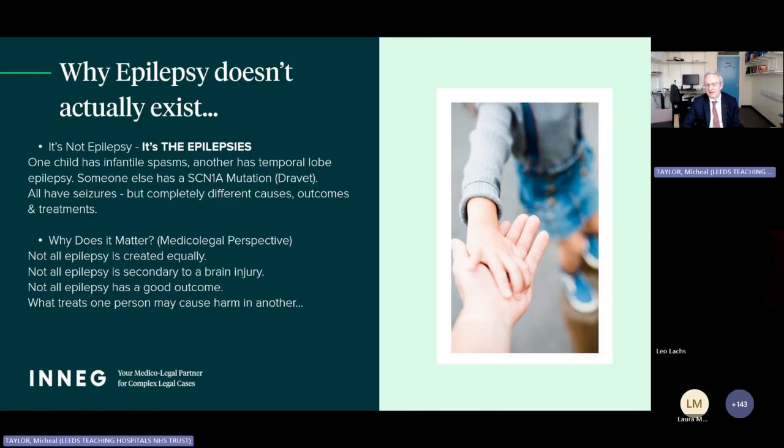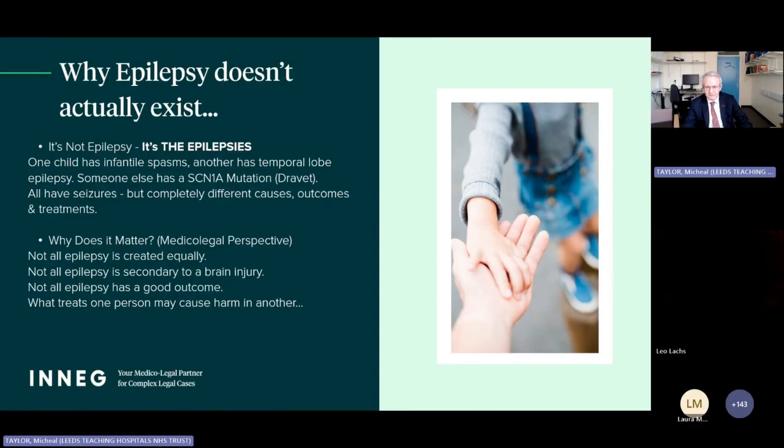So it could be you have a child with infantile spasms. You have a different child who has a tumor. You have a child who has a genetic epilepsy, such as Dravet syndrome, secondary to an SCN1A mutation. They all get that word epilepsy. It comes in so many different flavors, so many different causes, so many different outcomes, and so many different treatments.